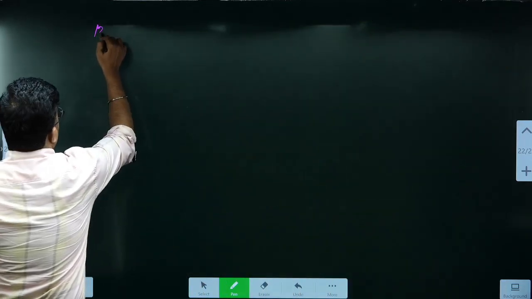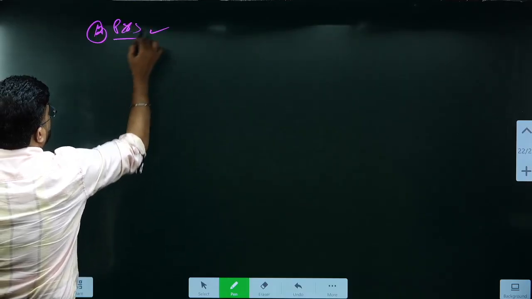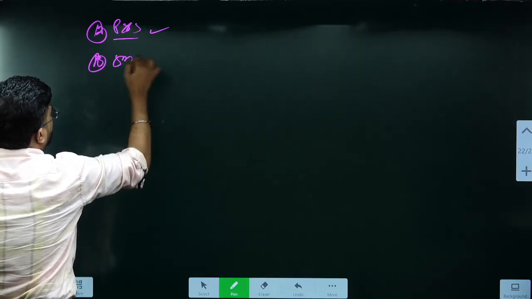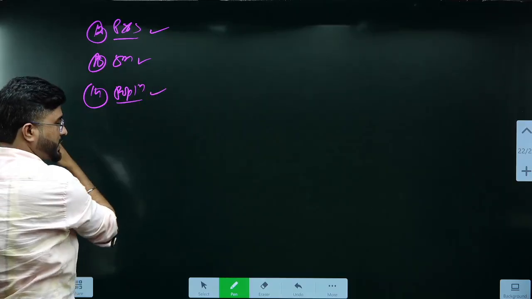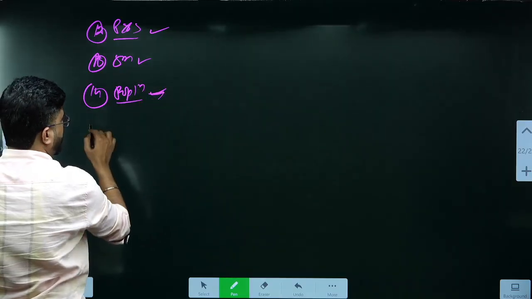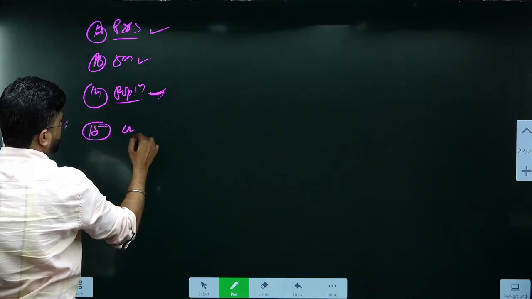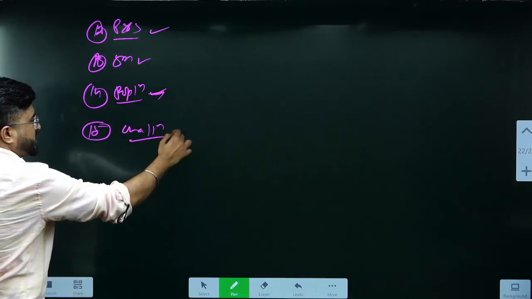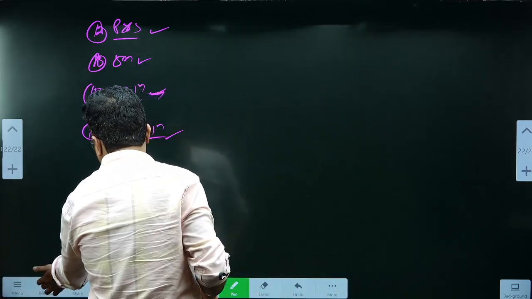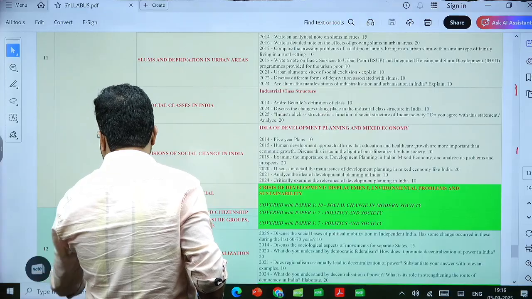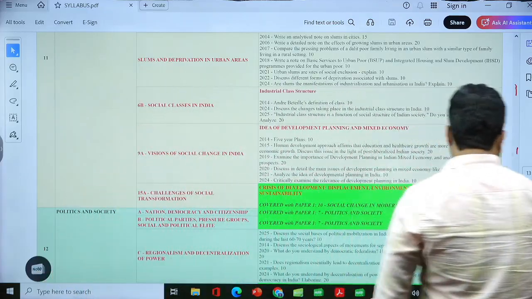Then politics and society covered in paper 1, 13 social movements covered in paper 1, 14 population dynamics, the important chapter which is left now from paper 2 perspective, and chapter 15 challenges of social transformation covered with paper 1 as well as different sections of paper 2. So in the end, what we have been left with in paper 2 is only one full chapter of population dynamics.